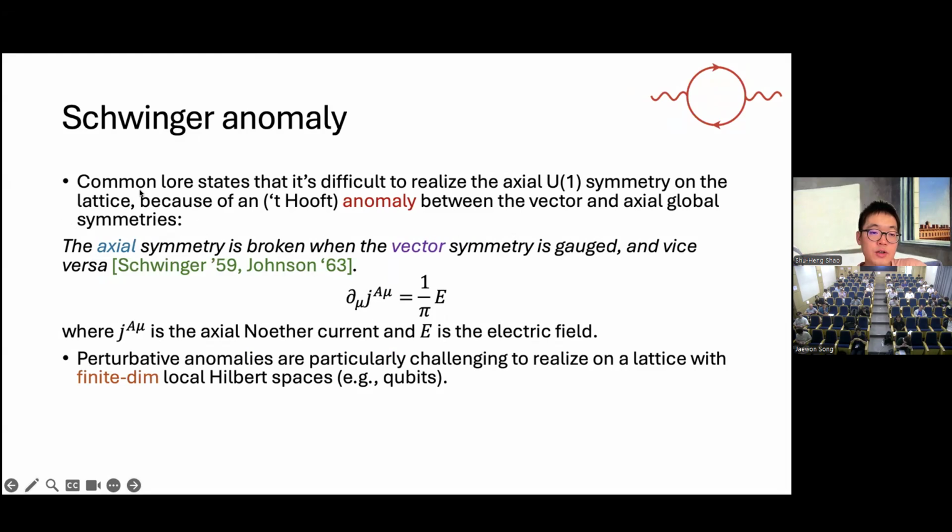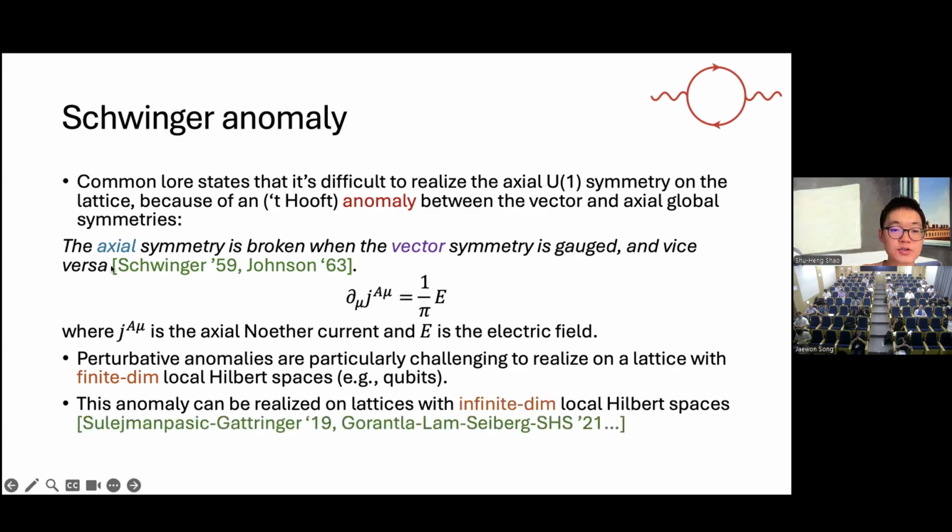Now, perturbative anomalies, namely anomalies that are captured by perturbative diagrams, such as the Schwinger anomaly, are particularly challenging to realize on a lattice with a finite-dimensional local Hilbert space. And that's the setup we have here. In our setup, on each site, we just have a two-dimensional Hilbert space.